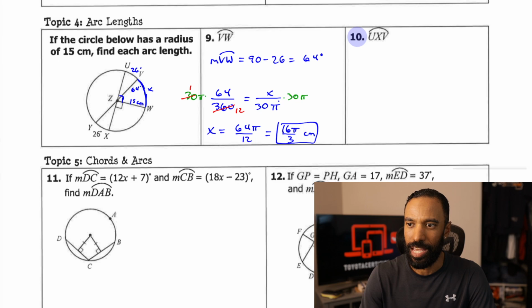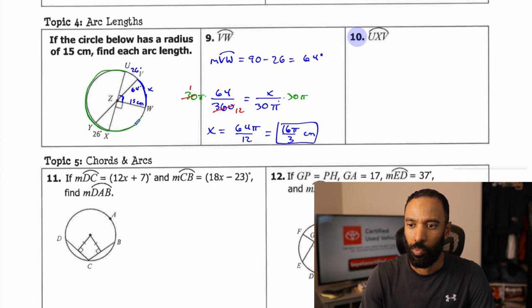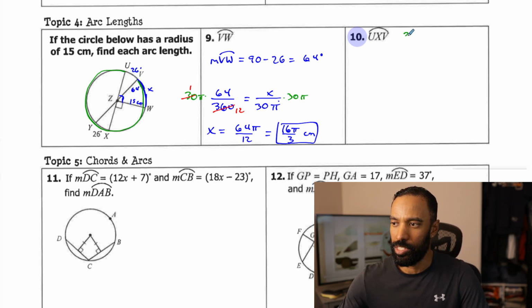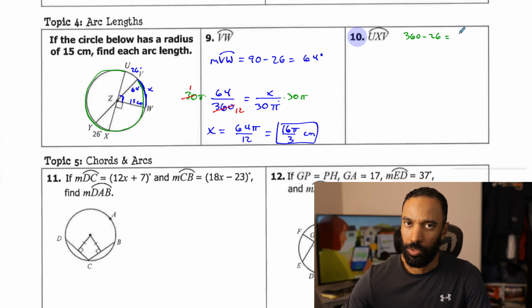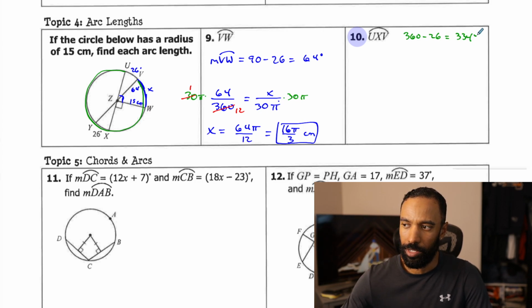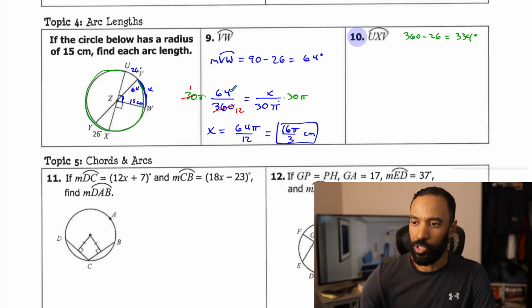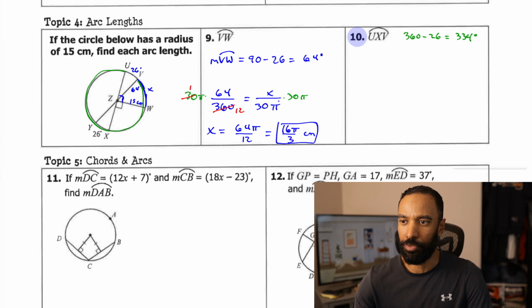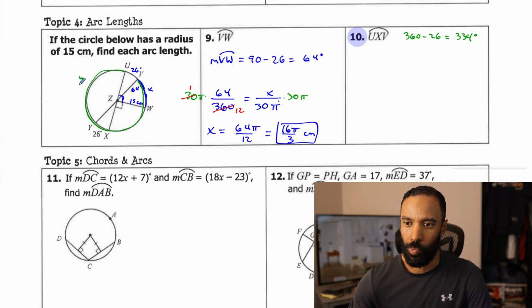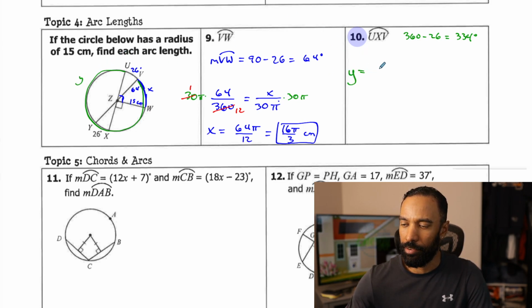UXV means this entire thing right here, which means the major arc. It's everything but the 26 degrees. So 360 minus 26 is going to be 334 degrees. We are going to take this portion out of 360, but if you notice what we do here is we take the ratio out of 360, let's just call this y.